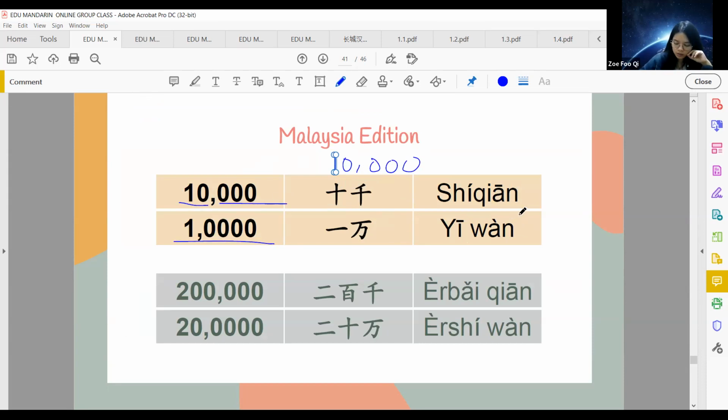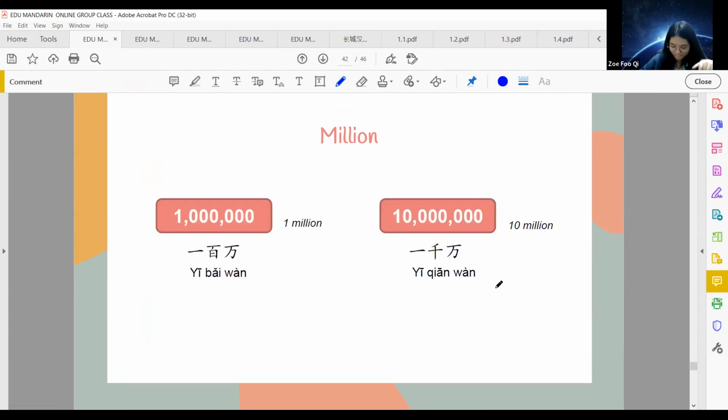Okay, this one is the Chinese way, Malaysian Chinese, Malaysia edition. But normally I also will use this one as well. Okay, I also like to say 200,000. Okay, this one is actually up to you. You can try this one if you can. Make it, and then 100,000 and 1000,000.